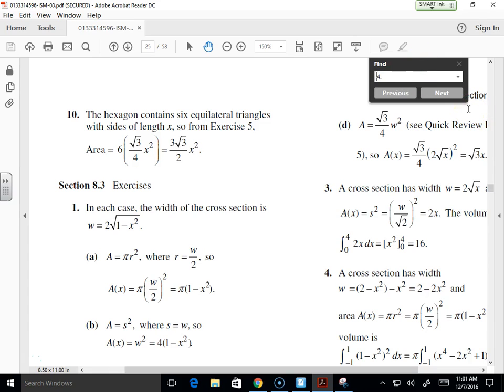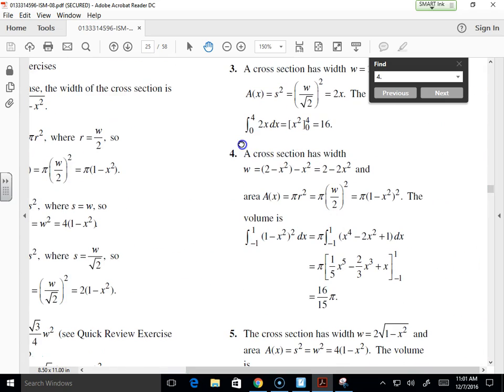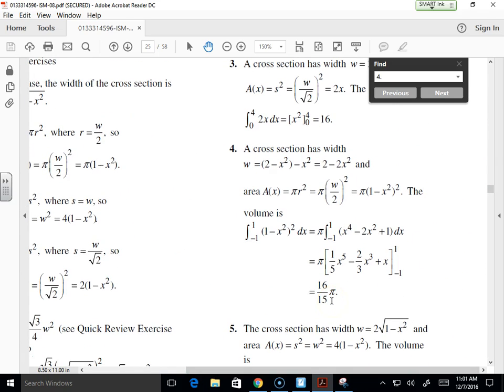Thank you. A cross section has a width of, long story short, 16 over 15 pi. If you did decimals, too bad, you just gotta check it. Wait, what? 16 over 15 pi, or 1 point something. Not even close. Check your formula. I got 8 pi. I don't know. Did everybody else get 16 over 15 pi? Yep. No. Check your formula.